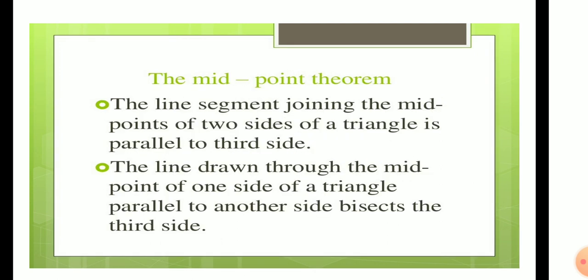Now this is very important. We discuss the derivation also, the midpoint theorem. The line segment joining the midpoints of two sides of a triangle is parallel to the third side. And the line drawn through the midpoint of one side of a triangle parallel to another side bisects the third side. So the first is the midpoint theorem, and the second is the converse of the midpoint theorem. Go through the questions and see the derivation of the midpoint theorem properly. We already discussed it in the class.